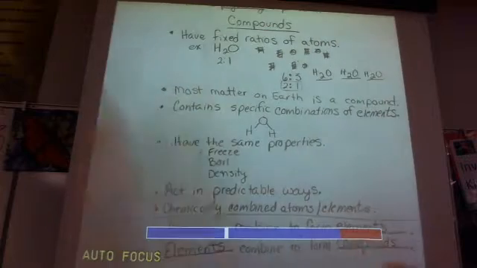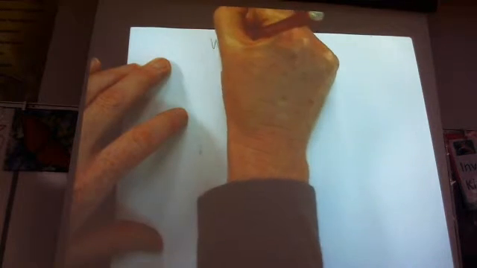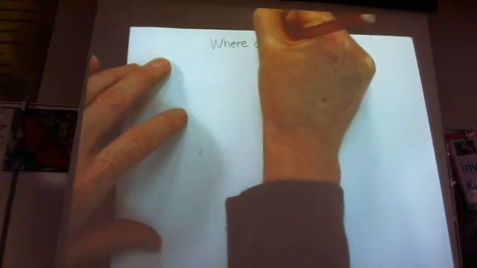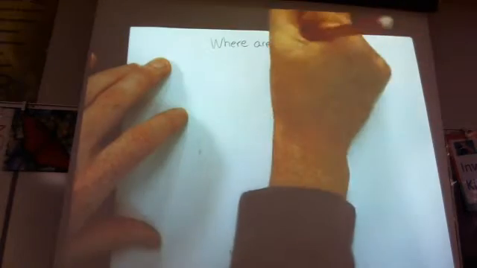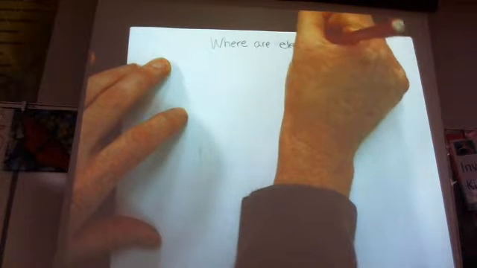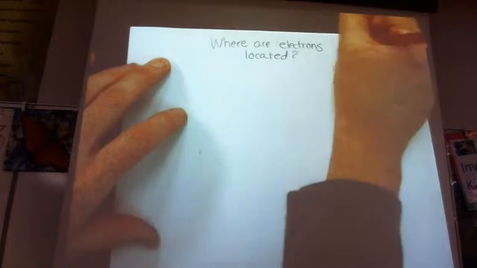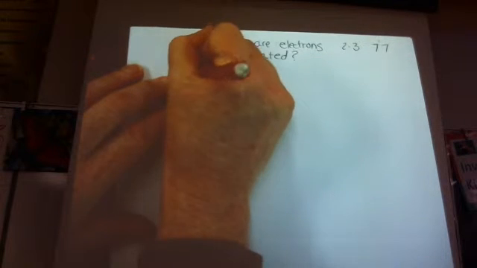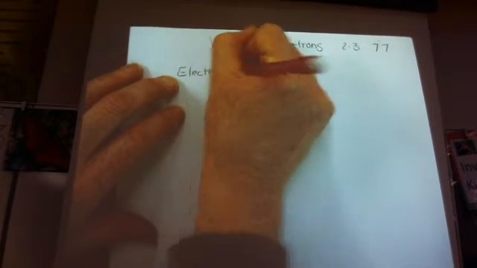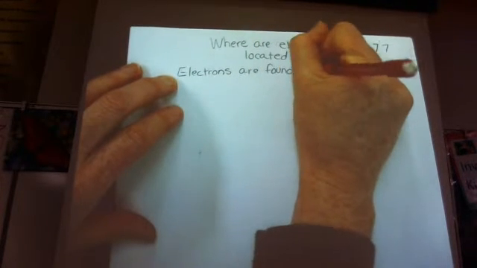Okay, last page. Here we go. Where are electrons located? Outside the nucleus. Yeah. Okay, so let's write that down. Electrons are found outside the nucleus.